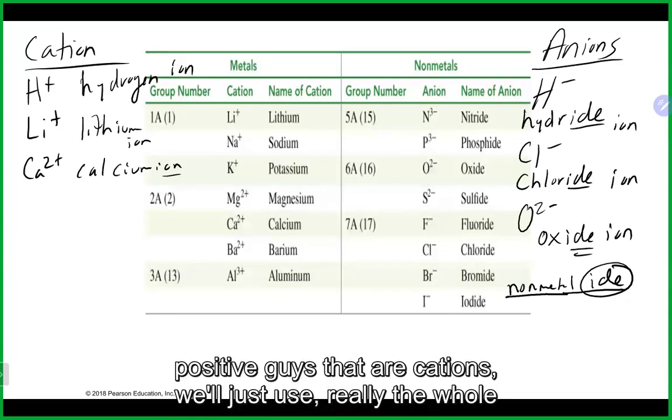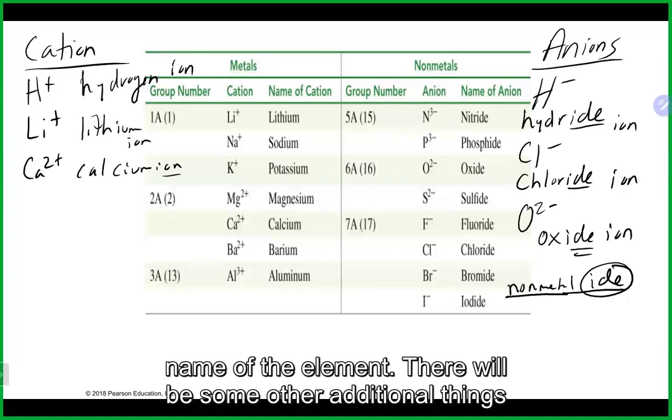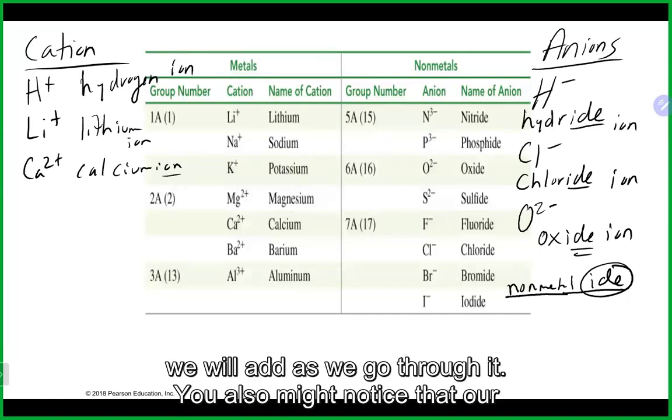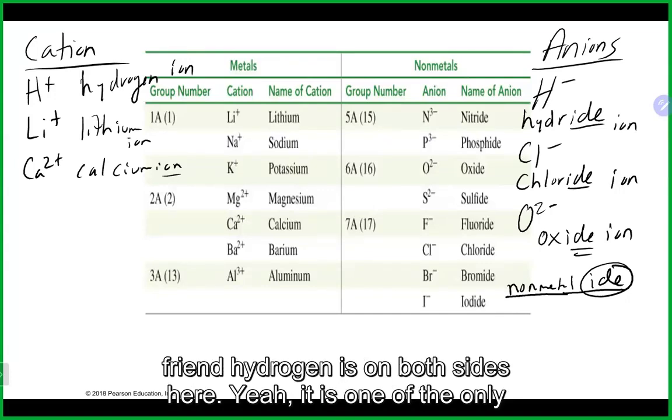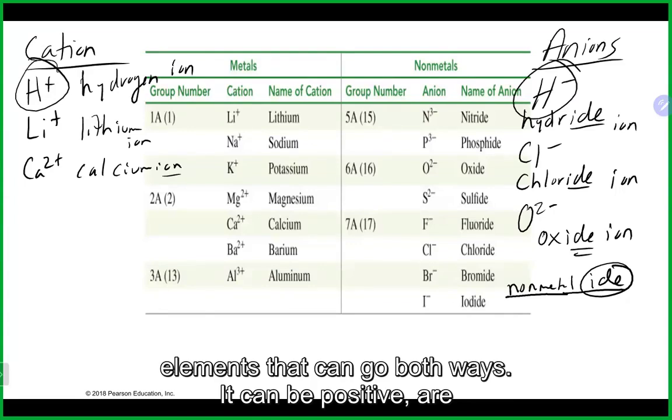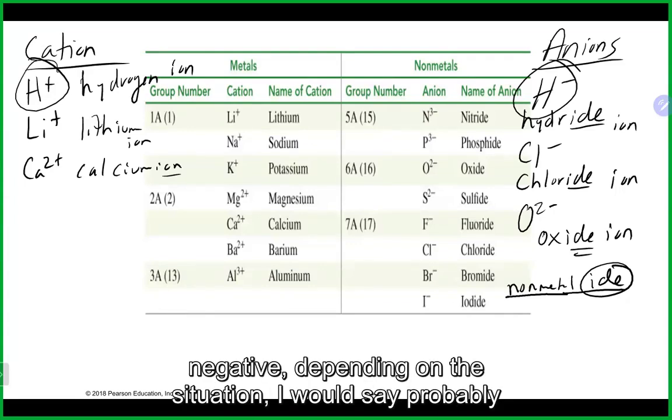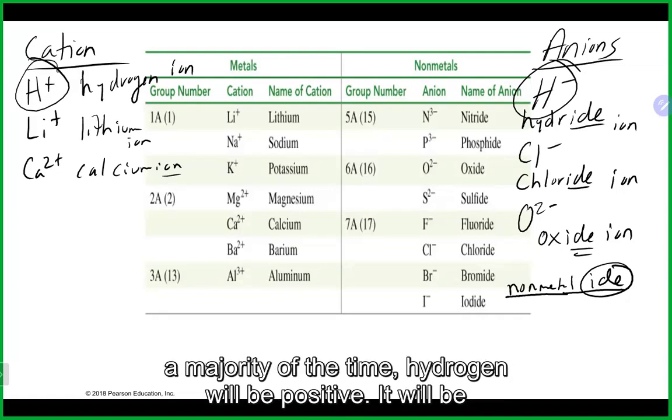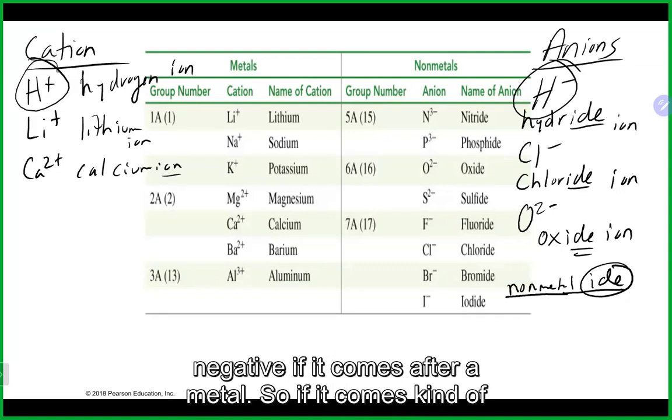Positive guys that are cations will just use really the whole name of the element. There will be some other additional things we will add as we go through it. You also might notice that our friend hydrogen is on both sides here. It is one of the only elements that can go both ways. It can be positive or negative depending on the situation. I would say probably a majority of the time, hydrogen will be positive. It will be negative if it comes after a metal.